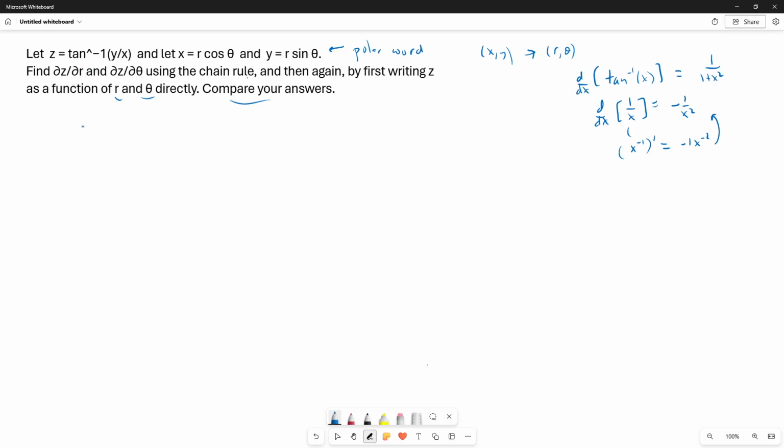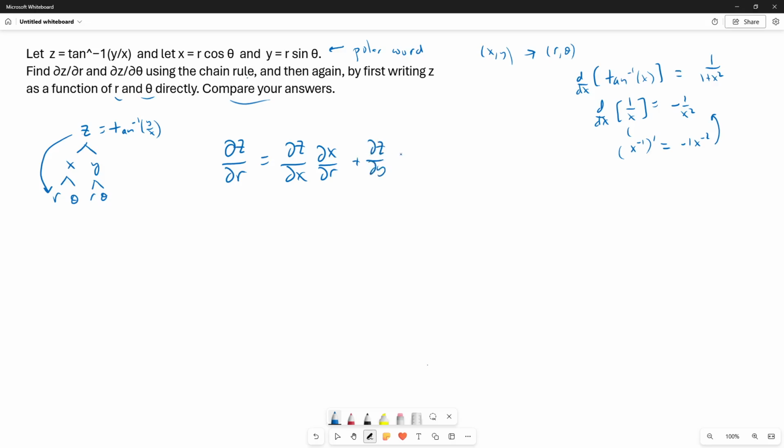Okay, so z is a function of x and y. It's the inverse tangent of y over x. And x and y are functions of r and theta. So we'll use the chain rule to find the partial derivative of z with respect to r and the partial derivative of z with respect to theta. So the chain rule says the partial derivative of z with respect to r is partial z with respect to x times partial x with respect to r plus partial z with respect to y times partial y with respect to r. So let's calculate these things.